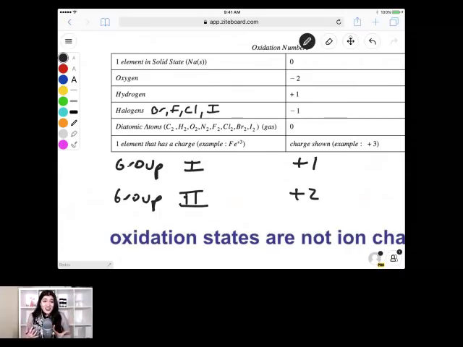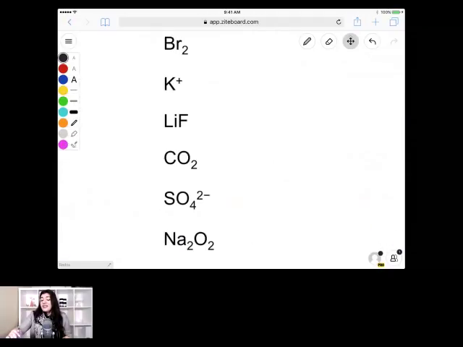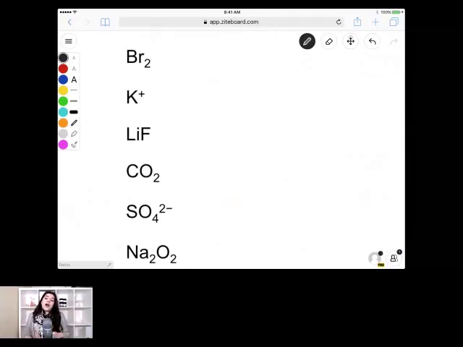Let's try a bunch of these, all right? So let's just apply these rules and understand how to find oxidation numbers. So right off the bat, we have Br2. Anything that's a diatomic atom, we then know it's 0. So boom, done, oxidation number of 0. Next, we have K+. So anything that already has a charge and it's already just one element would just have an oxidation number of whatever that charge is. So in our case, it's just going to be a +1 because of this charge.